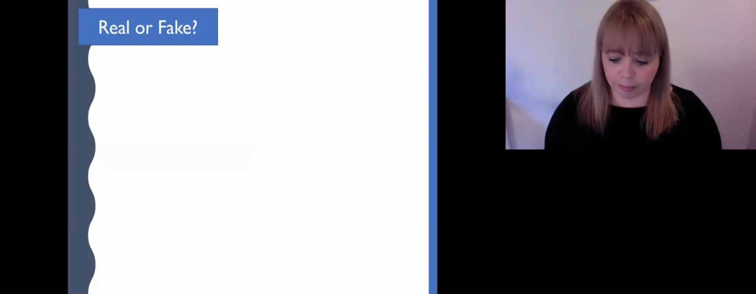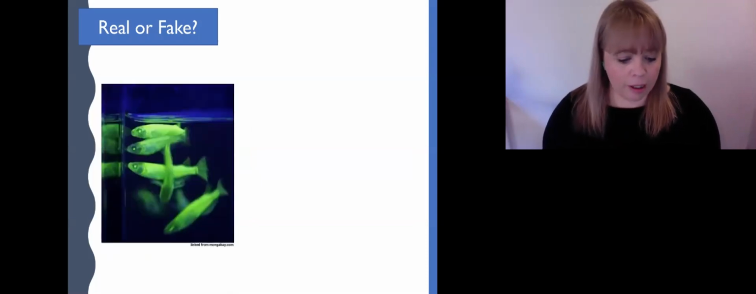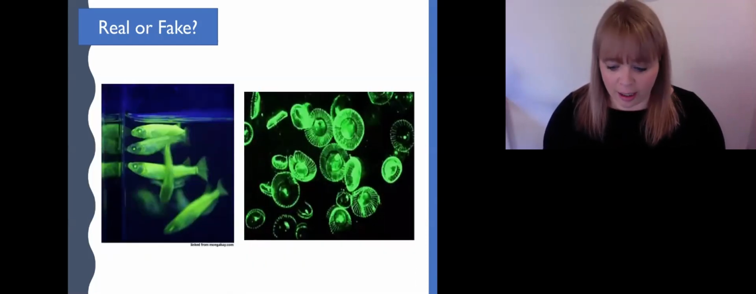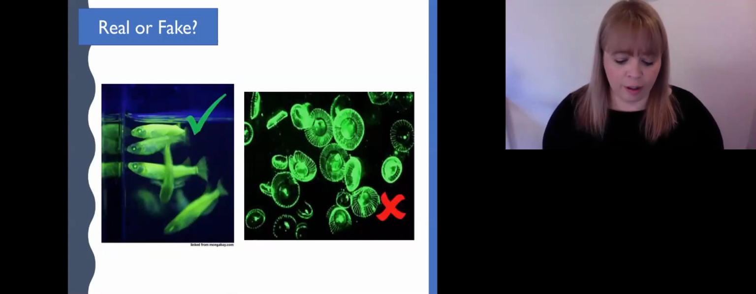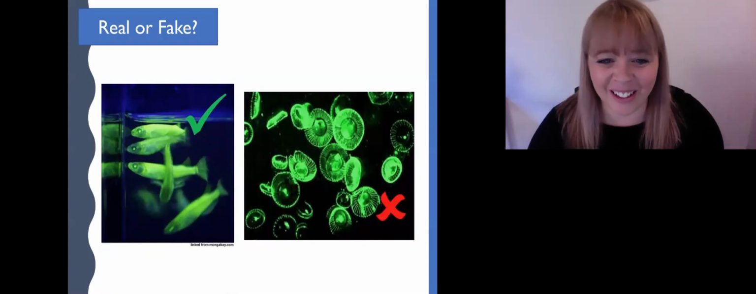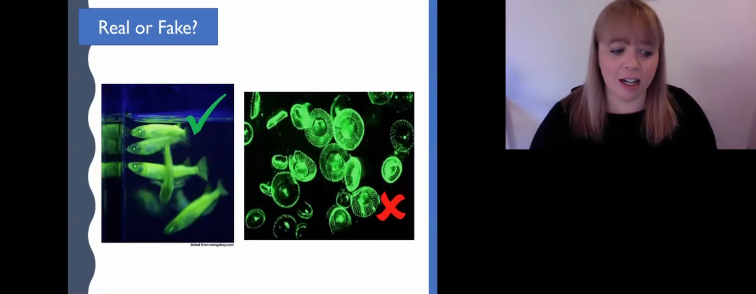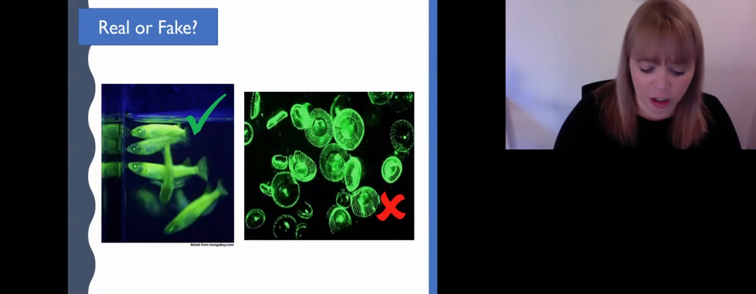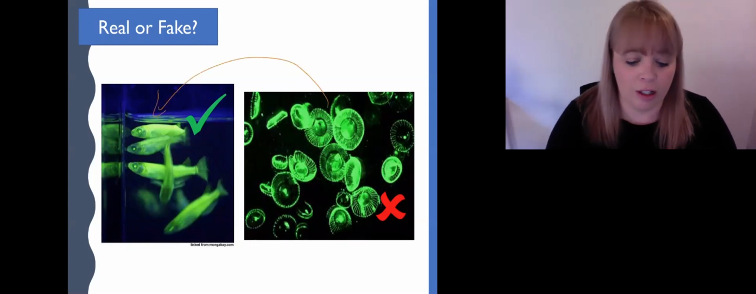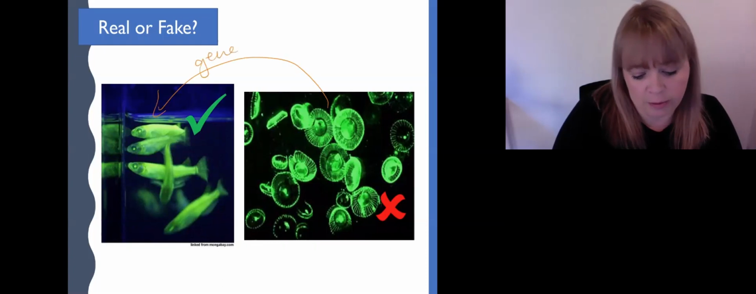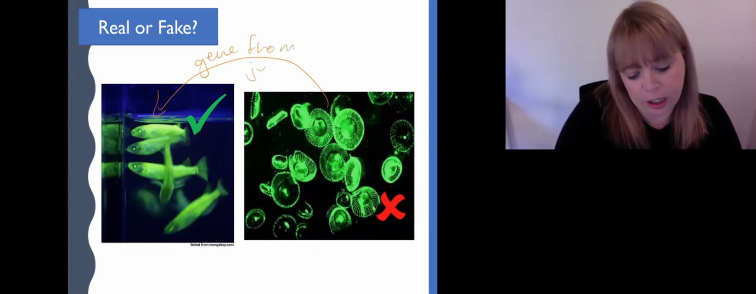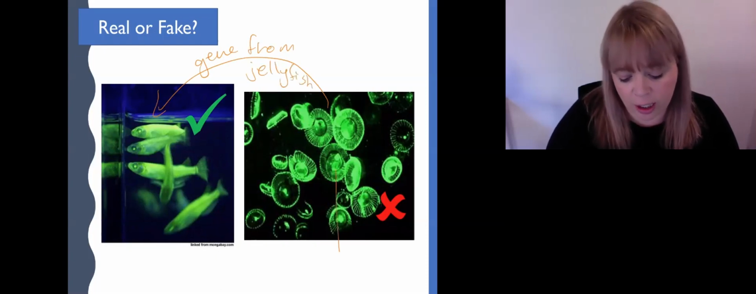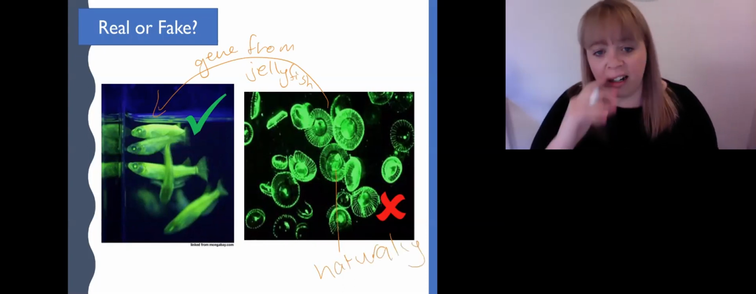Pretty cool. So here we've got some glow-in-the-dark zebrafish and some glow-in-the-dark jellyfish. Hopefully from the slide before, you had to think about that one. So the glow-in-the-dark zebrafish have actually taken the gene from the jellyfish, and been inserted into their own genome. Whereas the jellyfish, they just do this naturally. How cool is that? Some jellyfish can fluoresce.